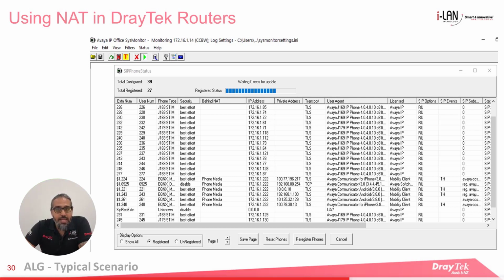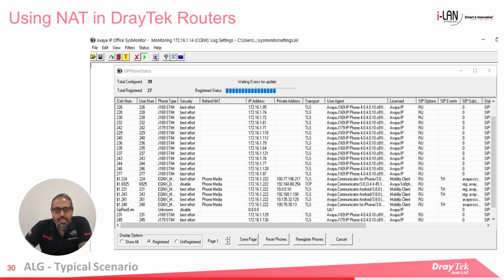The customer and associated tech support for the Avaya system have said that their system needs to see the external IP address of the connection in order to register it. In this case, we don't want the DRATEC router to present the modem's internal address to the phone system.